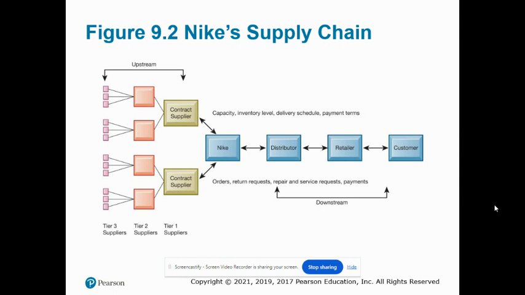The relation of the second contract supplier with Nike and its distributor, retailer, and customer involves downstream activities like orders, return requests, repair and service requests, and payments.